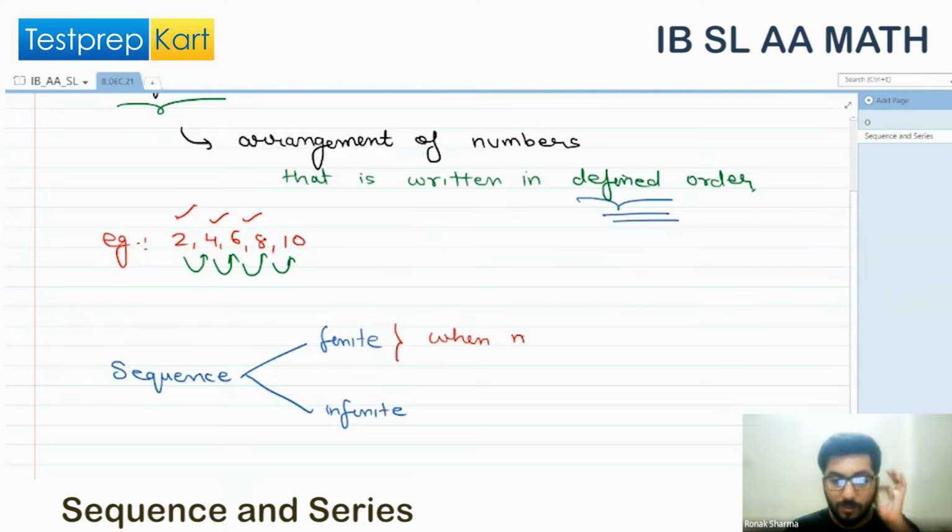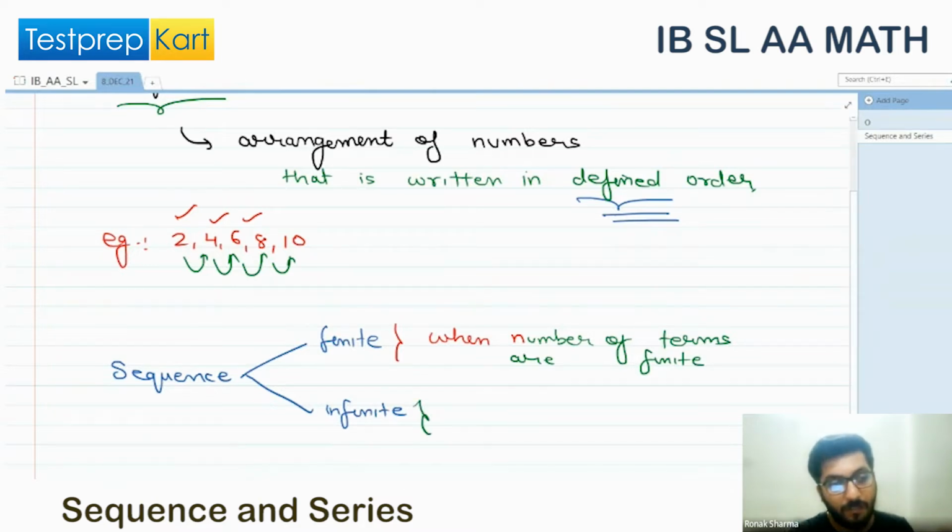You can write it. Okay, I'll send you the notes, but keep writing along with me. Yes, when the number of terms are finite. And we have the infinite sequence when we have an infinite number of terms.